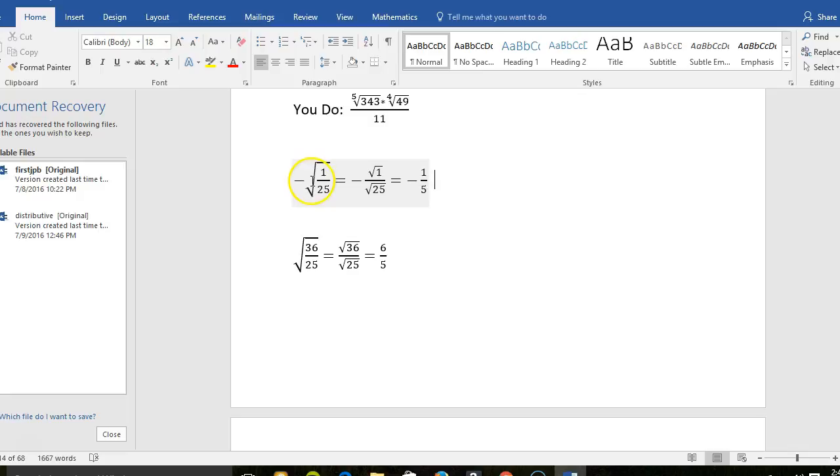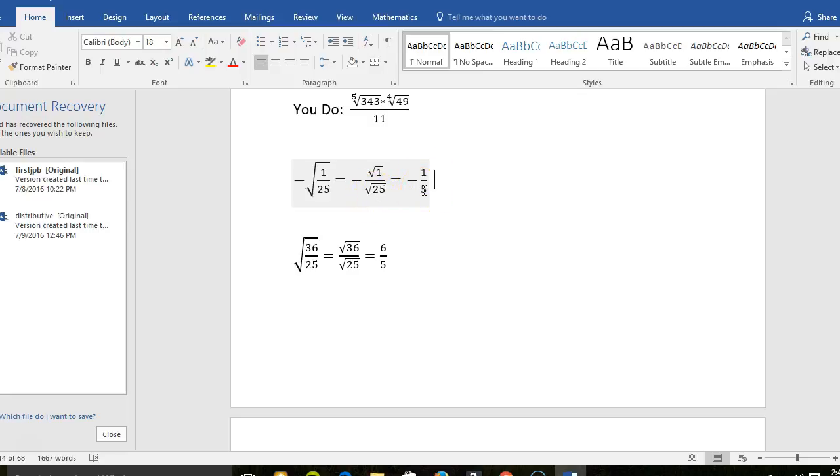Follow my cursor. The negative of the square root of 1 over 25, well, you just keep the negative out here. And remember, as long as a and b are positive, the square root of a over b is the square root of a over the square root of b. So we have the square root of 1 over the square root of 25, but the square root of 1 is just 1 itself. Now the square root of 25 is 5.